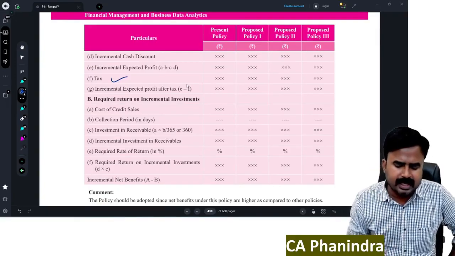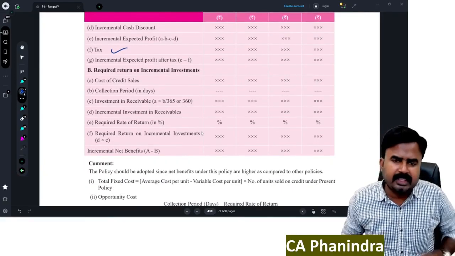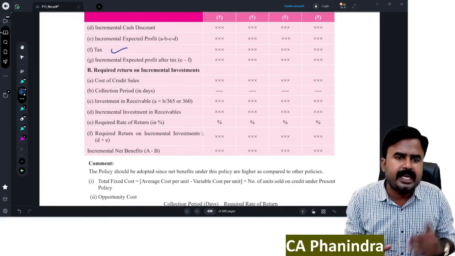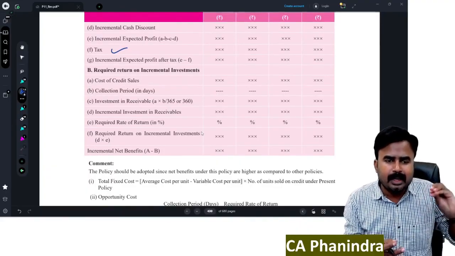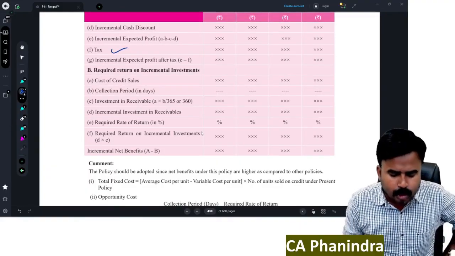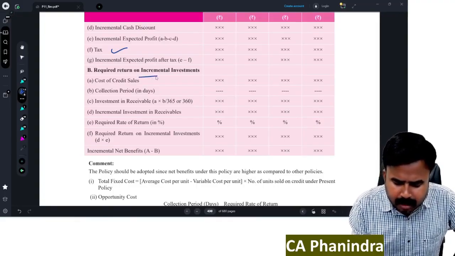Then what is my next thing? I have to deduct opportunity cost of investment in debtors. Generally, even that number also should be calculated by taking incremental values. Nothing but opportunity cost of investment in incremental debtors. Okay. See, they've calculated like this. Required return on incremental investments.